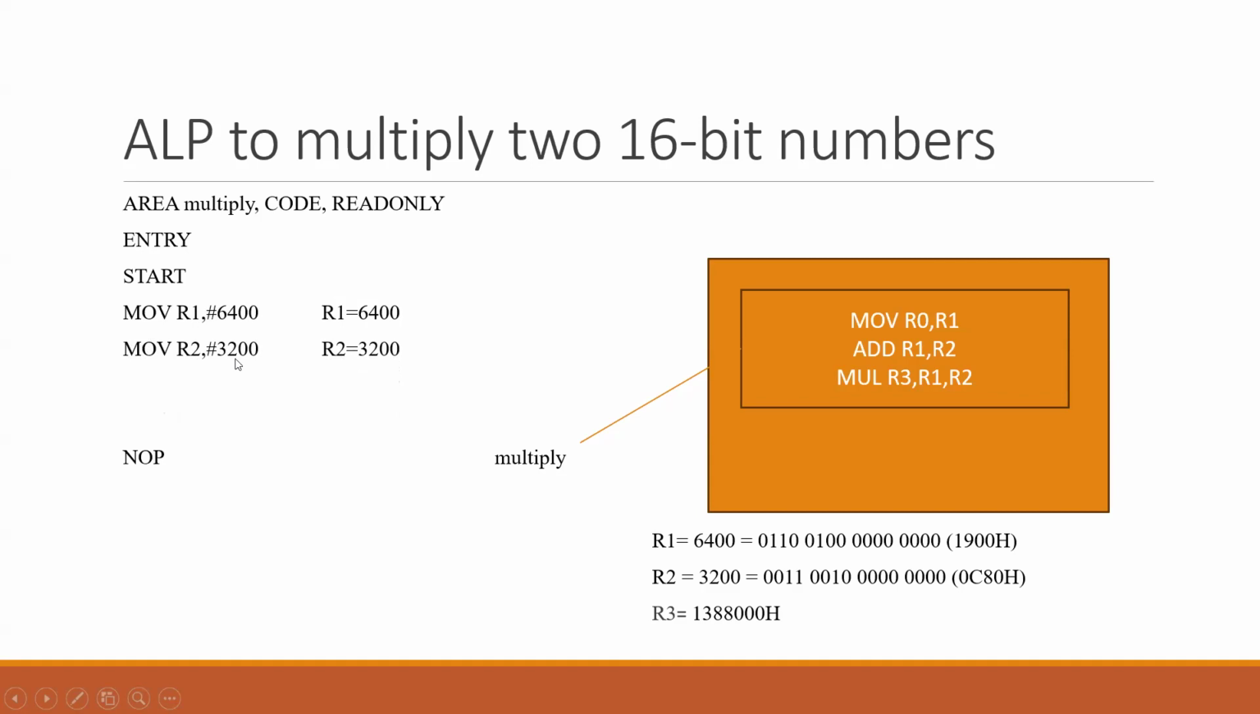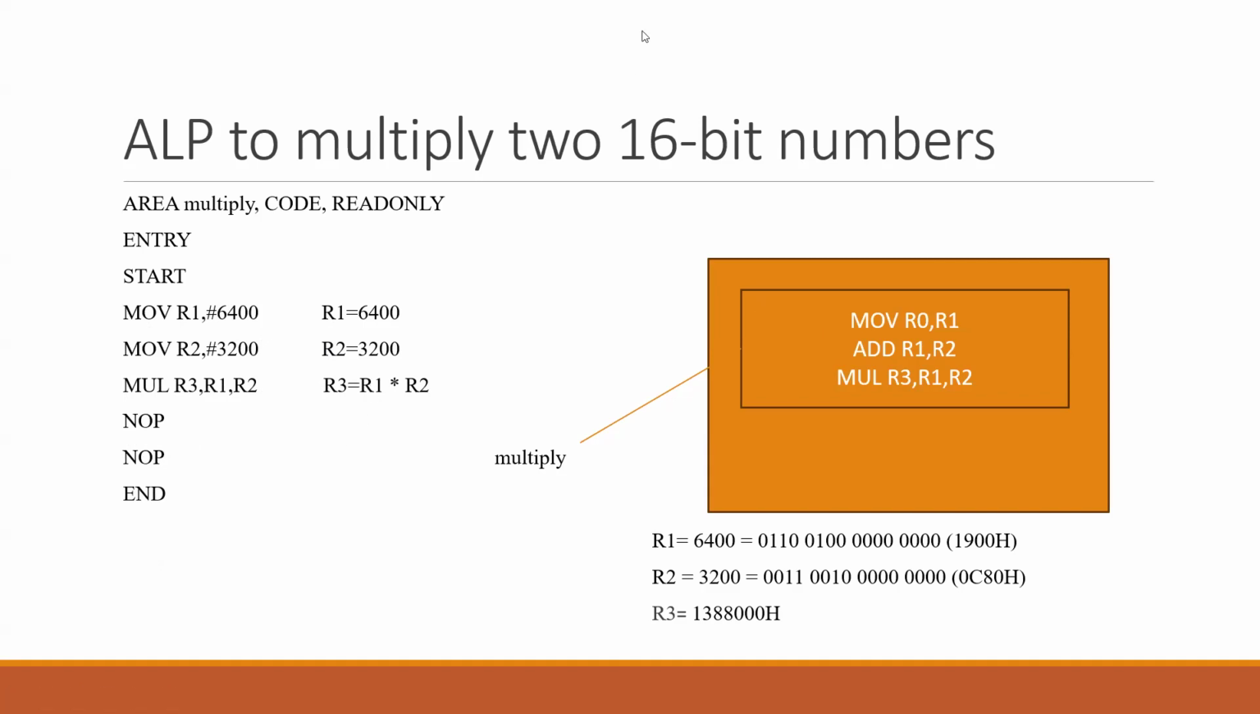R2, after the execution of this instruction, R2 will be having 3200. Next, we need to multiply the values which are moved into R1 and R2. So we use the instruction multiply R1 and R2 and store the result in R3. Next, we can stop writing instructions using NOP, that is no operation. Then the end of the program is written using the END directive, which indicates the end of the code.